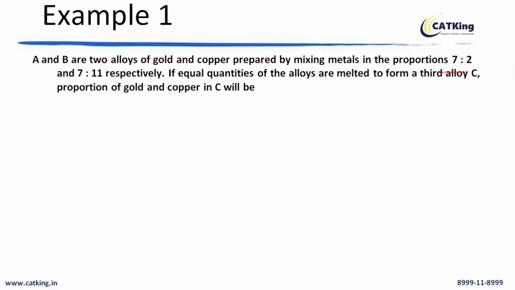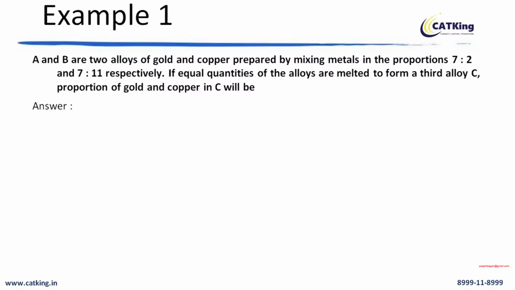Now we have to mix both of these alloys to form a third alloy C, and we have to find out how much gold and copper is there in C. That is what we have to basically find out. So take a moment, pause the video and try to solve this question on your own. Alright, now I won't be waiting for you, I'll start.